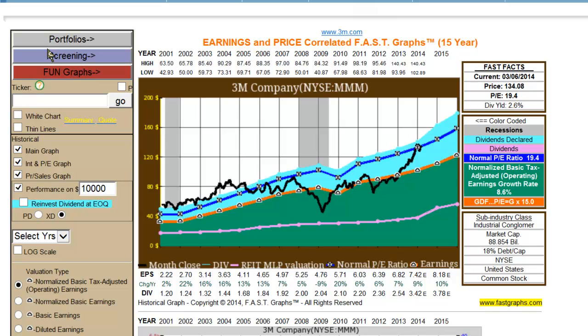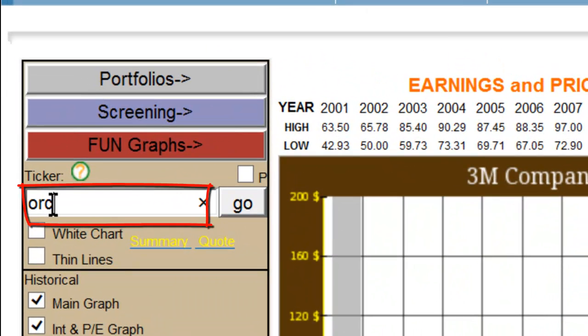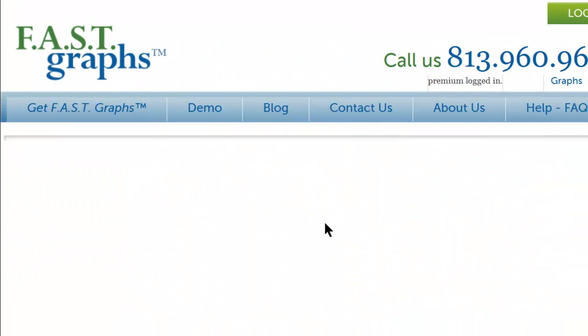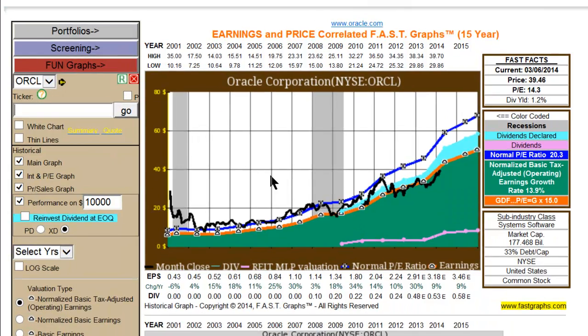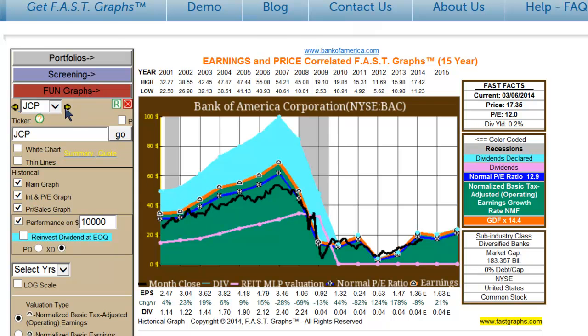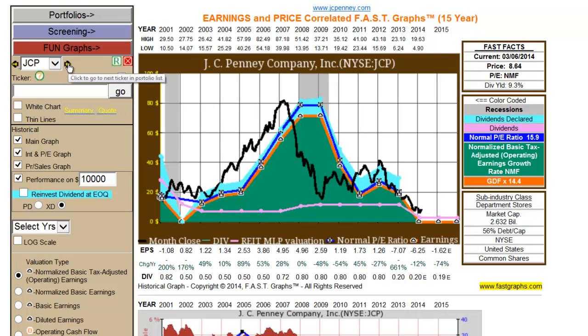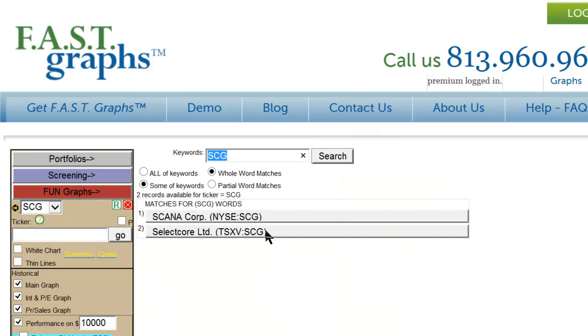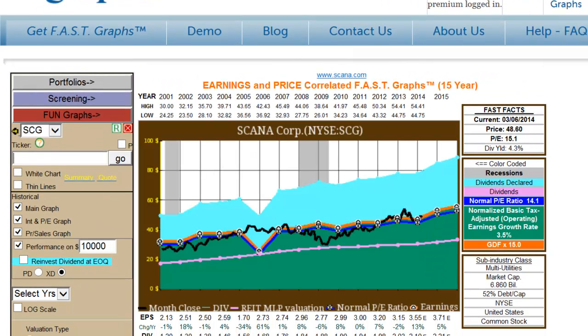Since a picture is worth 1,000 words, I'm going to create a group of 5 companies by typing each of their symbols into the ticker box followed by a comma. And then by clicking the Go button, we will be able to scroll through each example. Notice as I do this how quickly your perspective of business is formed. I have contrasted steady and smooth earnings growth with cyclical and collapsing earnings with these examples.